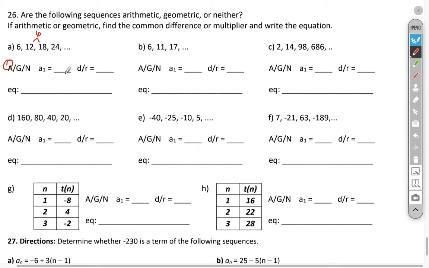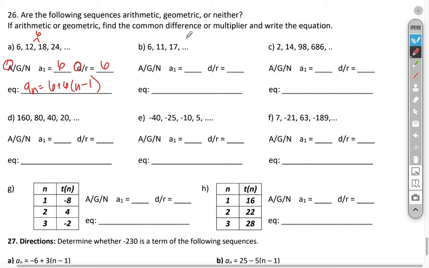Our a sub 1 is our first term, which is 6. An arithmetic sequence means that we are going to have a common difference. We just said it was 6. So we write our equation. Remember that arithmetic equations are written a certain way, which is a sub 1 plus the difference times n minus 1.